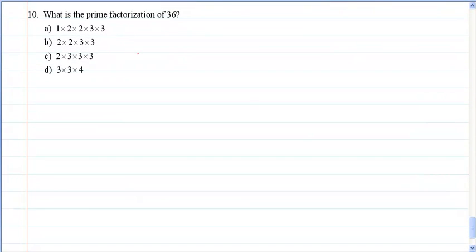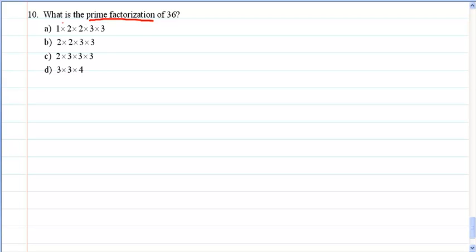And the last question is a multiple choice question. What is the prime factorization of 36? And one thing that you can do on a multiple choice test is you can go right to the answers and check to see which of the answers multiplies to 36, which is fine. The only thing you want to look out for is when they ask for prime factorization, that means that all of the numbers have to be prime. And prime by definition is a number greater than 1 whose only factors are 1 and itself.